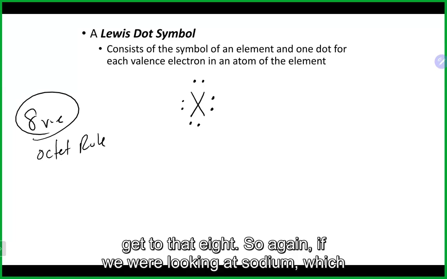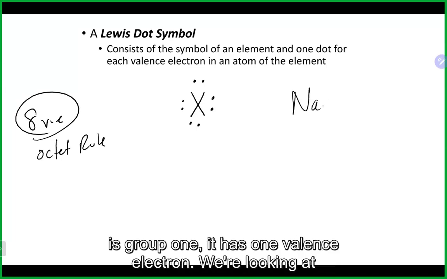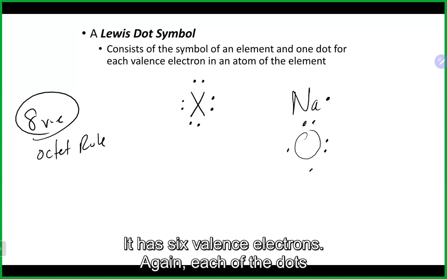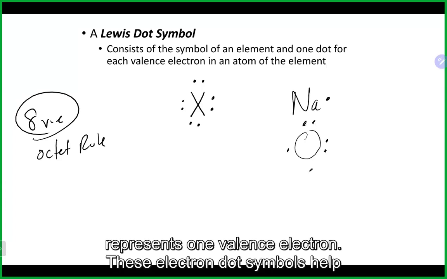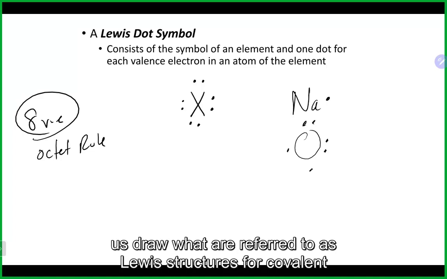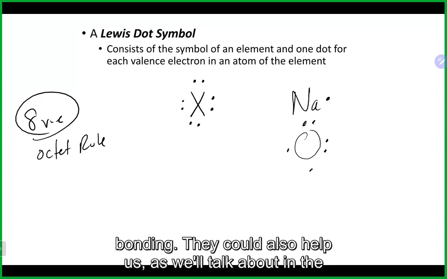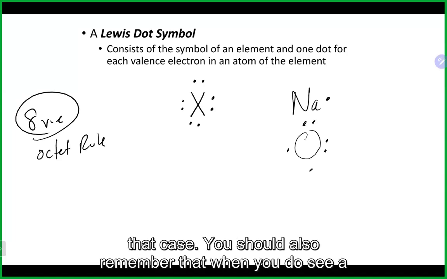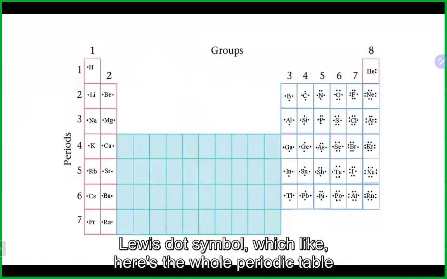So again, if we were looking at sodium, which is group 1, it has 1 valence electron. We're looking at oxygen, which is group 6. It has 6 valence electrons. Again, each of the dots represents 1 valence electron. These electron dot symbols help us draw what are referred to as Lewis structures for covalent bonding. They could also help us, as we'll talk about in the next chapter, understand ionic bonding and what's happening in that case.